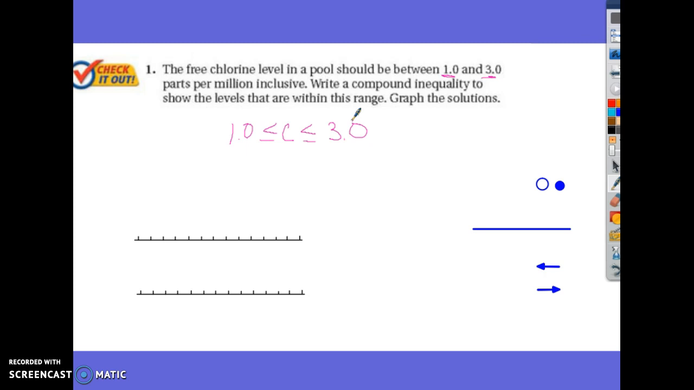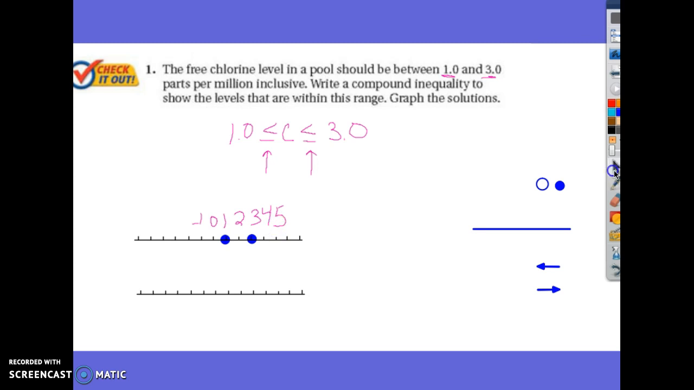Because it can be greater than or equal to 1, and less than or equal to 3, we are going to have two closed circles on our number line. One being at 3 and one being at 1. So we just plot like usual: 3, 2, 1, 0, -1. We can also indicate more by going up this way.